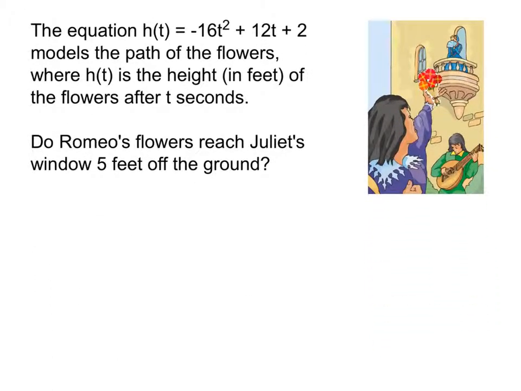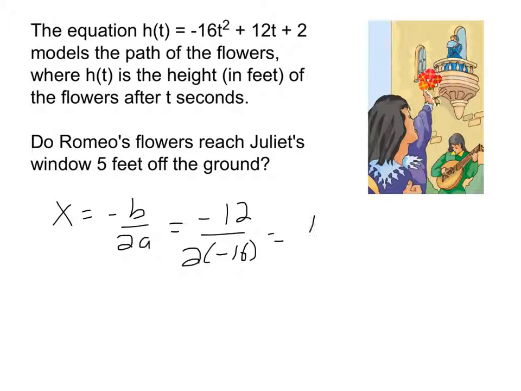So we'll start with our equation, and we'll use the formula x equals negative b over 2a. In this particular case, we're looking at negative 12 over 2 times negative 16, which is going to be a positive 12 over a positive 32. And I think it's going to be worthwhile to make this a decimal. By just doing 12 divided by 32, we get 0.375. So that means that it's been 0.375 seconds before the flowers reach the peak of their path.